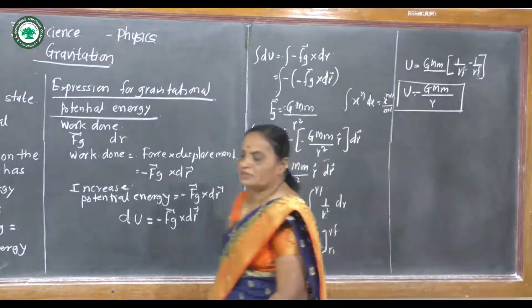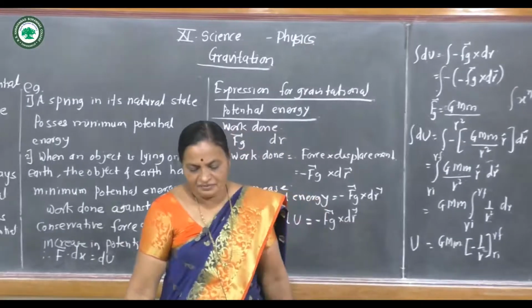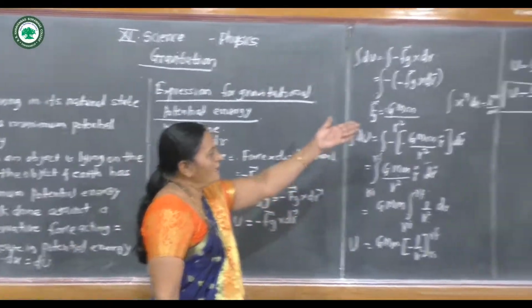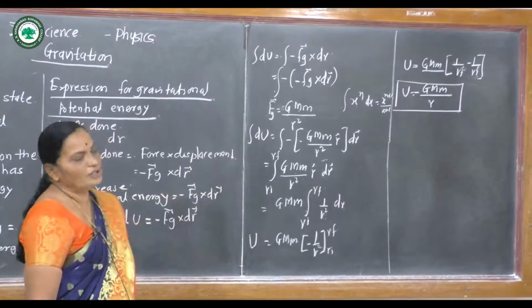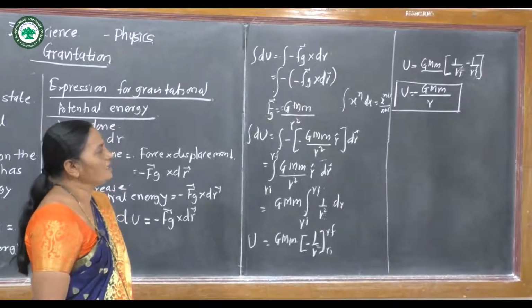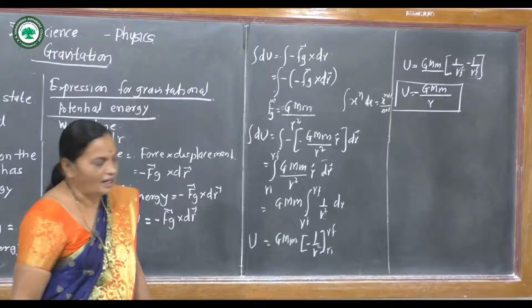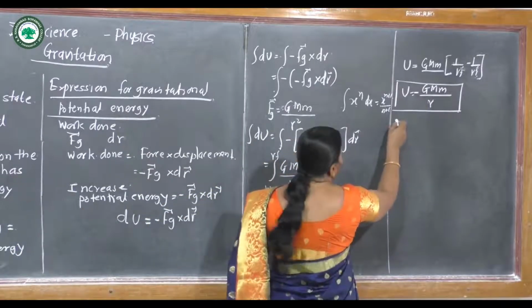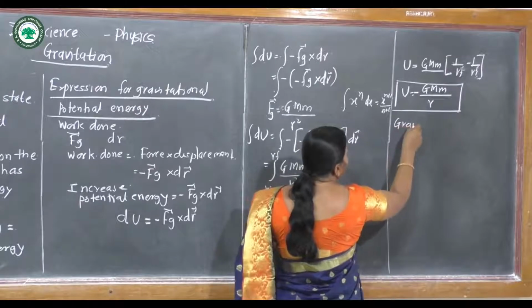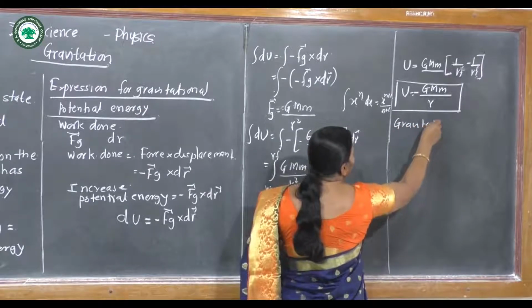If we substitute the values for Ri and Rf, where Ri is infinity, we get 0, and U is equal to minus G M m divided by R, which is the expression for gravitational potential energy.